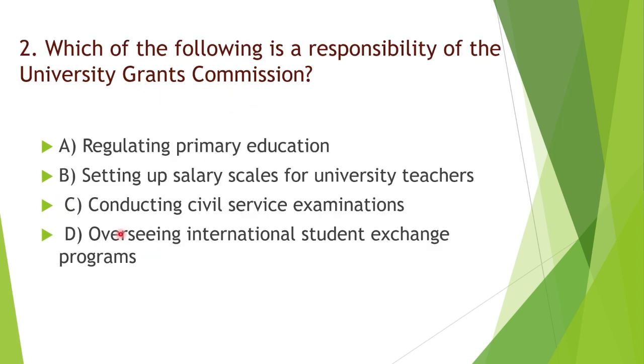Next question. Which of the following is a responsibility of the University Grant Commission? So UGC, University Grants Commission's responsibility here he's asking. So the answer is B, setting up salary scales for university lecturers, and not only that, it even decides working hours as well as working days of universities. So these three things, working hours, working days and salaries, will be decided by University Grants Commission.